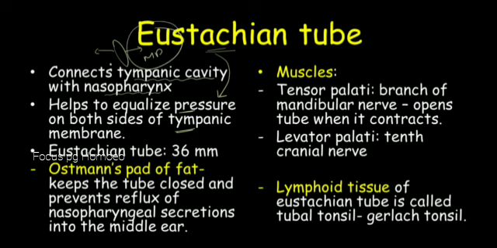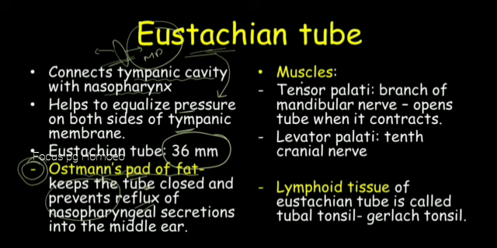So here both the pressures will be maintained by this Eustachian tube, and this Eustachian tube is 36 millimeter, and here some special type of fat is there, that is Osmann's pad of fat. So here it helps to close the tube. It is connected directly to the nasopharynx, but whatever secretions are present in the nasopharynx should not come inside the ear. So in order to prevent it, this tube is closed by the Osmann's pad of fat. Okay, there will not be any reflux of nasopharyngeal secretions into the middle ear. So that is prevented by this Osmann's pad of fat, which we can think of as a natural barrier.